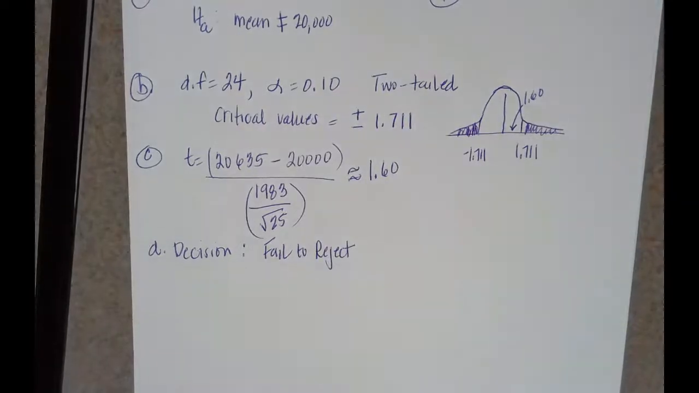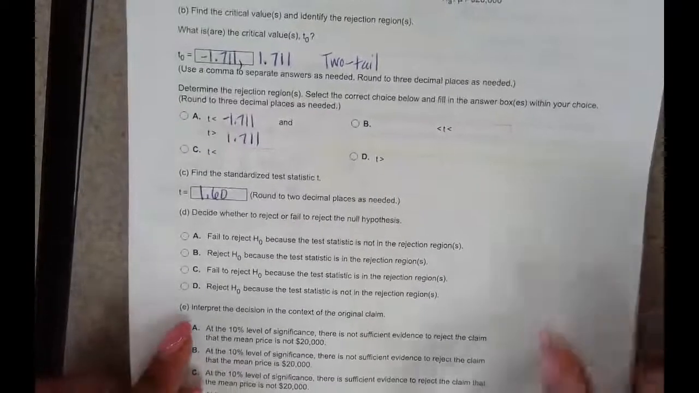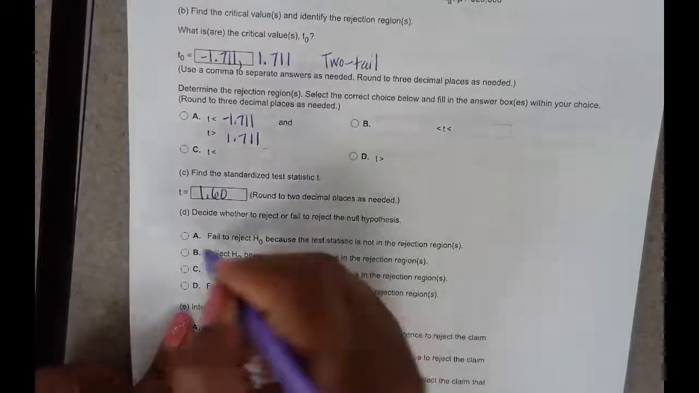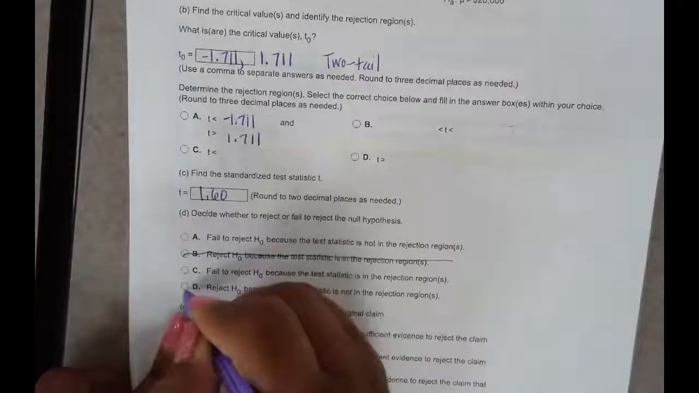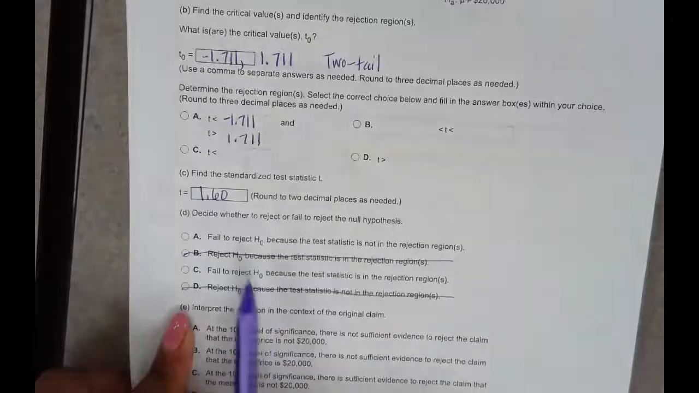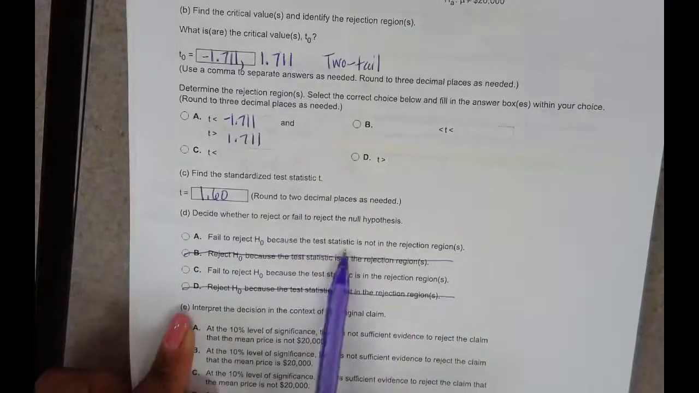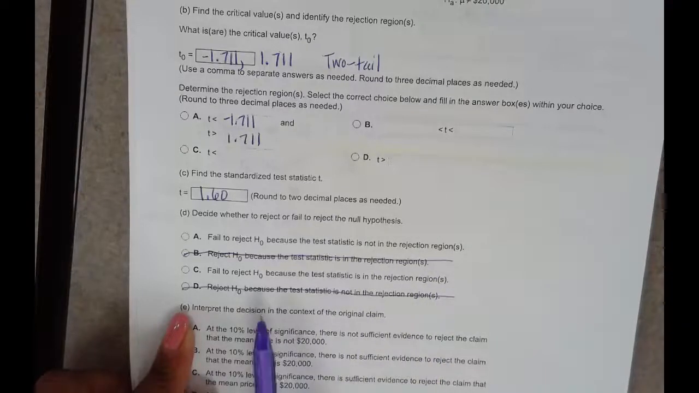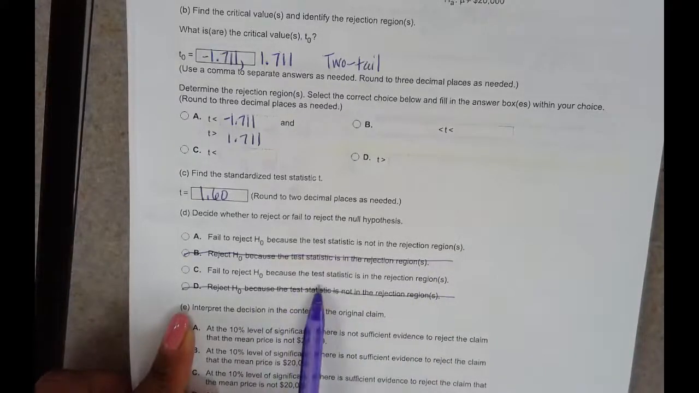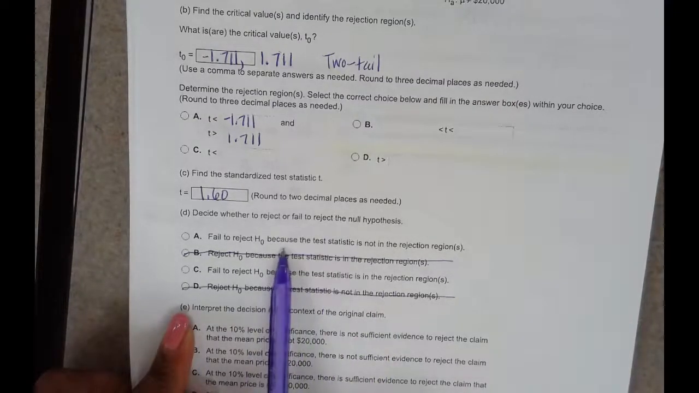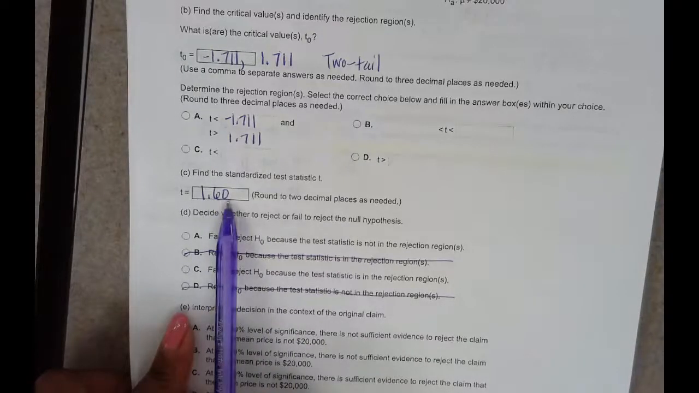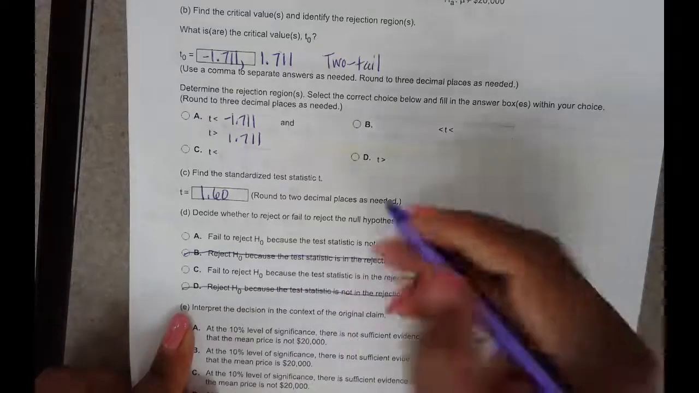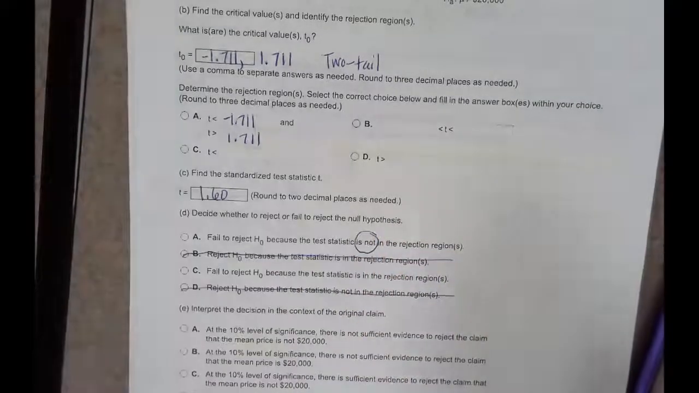Let's look at the reasons they have. Well, we're going to fail to reject for what reason? Here are our options. Because the test statistic is not in the rejection region, or because the test statistic is in the rejection region. And clearly our test statistic 1.60 is not in the rejection region. So we are failing to reject for this reason.